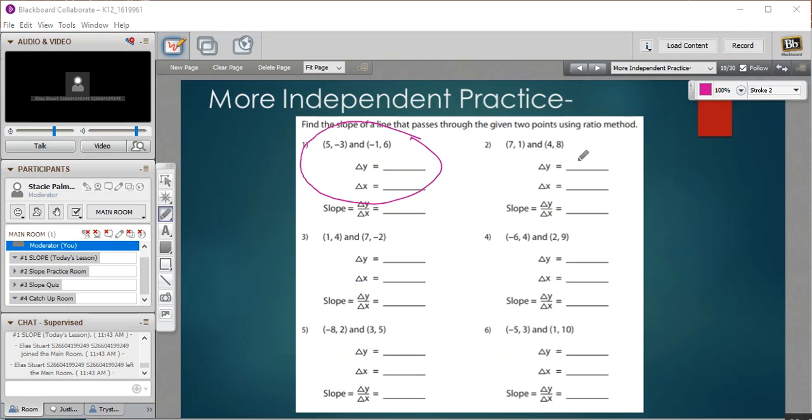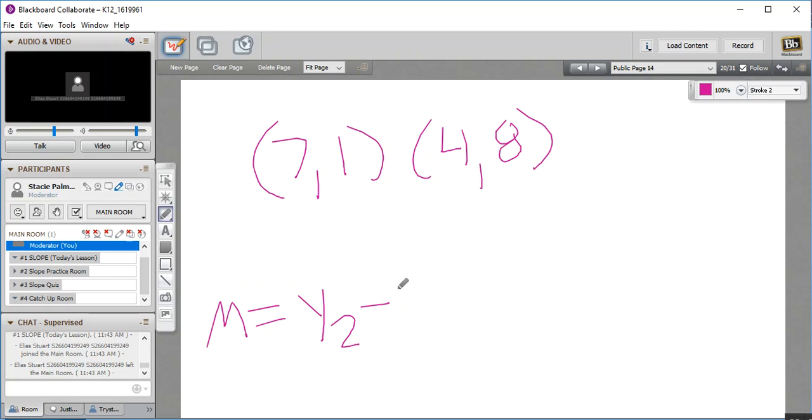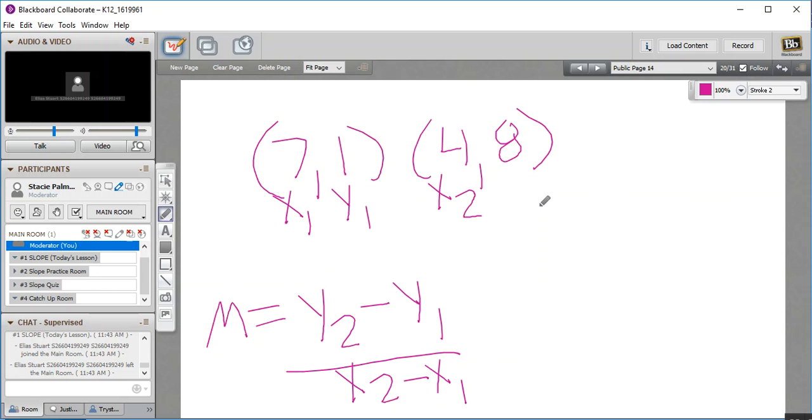Let's go ahead and try another one of these. Let's find the slope of the line that passes through 7, 1 and 4, 8. If we want to find the slope using the slope formula, we first write down our formula, then we label our points. This is the x of our first point, the y of our first point. This is the x of our second point, the y of our second point. Now we just plug into our formula.